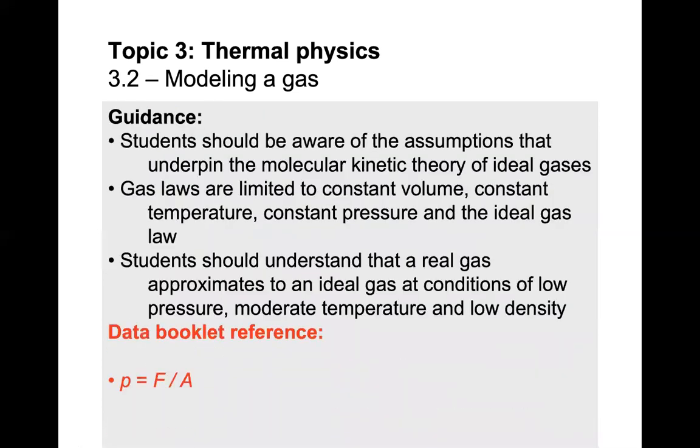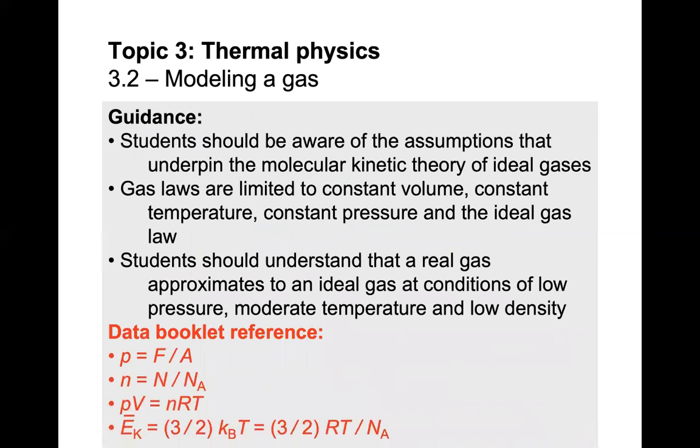Now let's look at the data booklet reference. You have four formulas that are given in the data booklet. Number one, that's pressure. P is F over A, that's pressure is force over area. N here stands for the number of moles. Number of moles is equal to the number of particles divided by the Avogadro's number. Then you have pressure times volume is equal to the number of moles times R, that's a gas constant, which is 8.31, multiplied by the temperature.